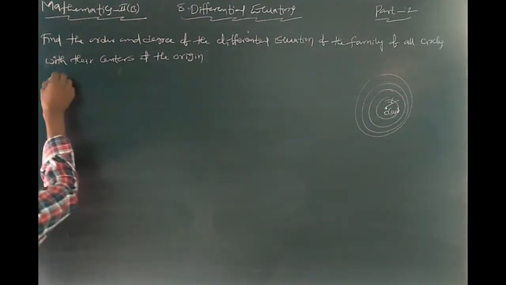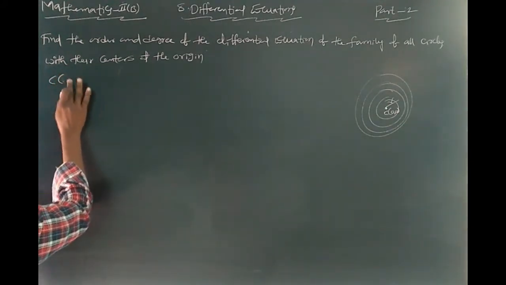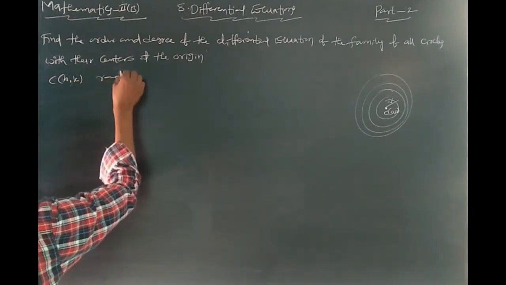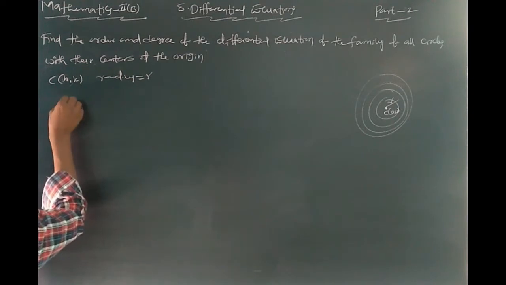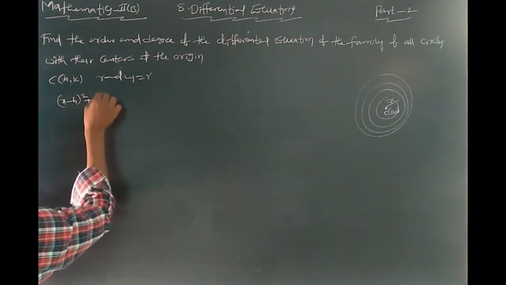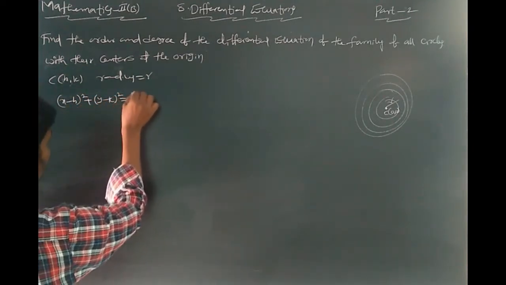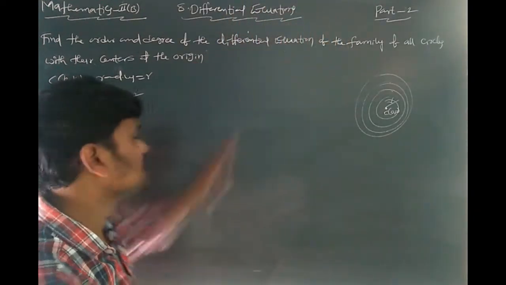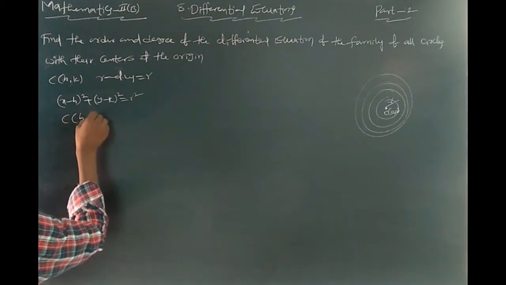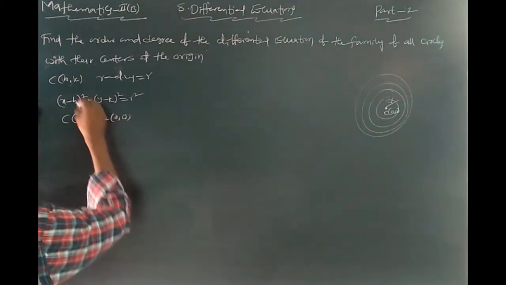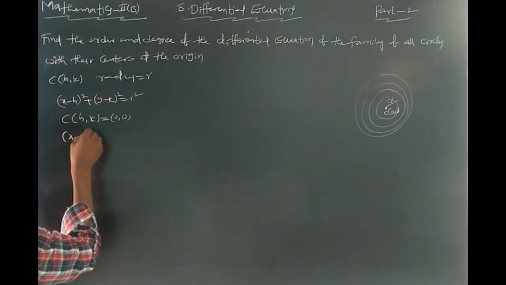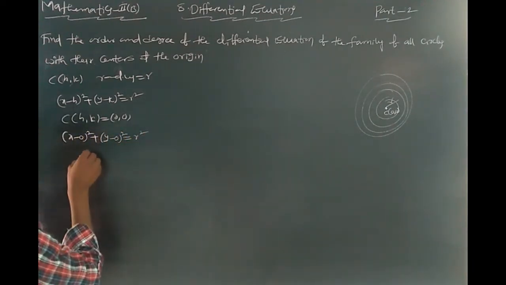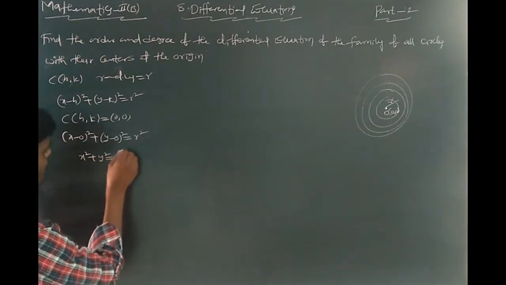Suppose we take the center as (h, k) and radius r. What is the circle equation? (x minus h) whole square plus (y minus k) whole square equals r square. In this family of circles, the center is the origin, that is, (h, k) equals (0, 0). So h is 0: (x minus 0) square plus (y minus 0) square equals r square. Then x square plus y square equals r square.